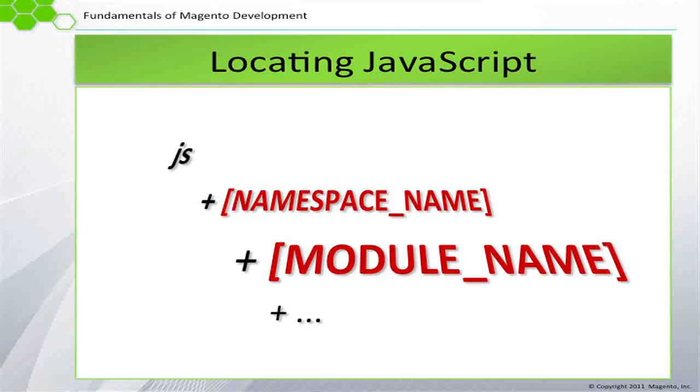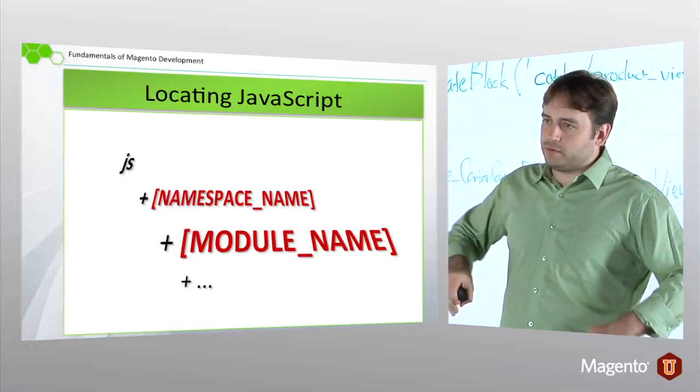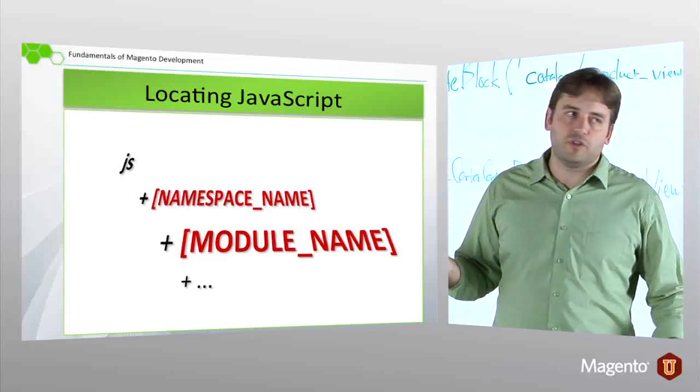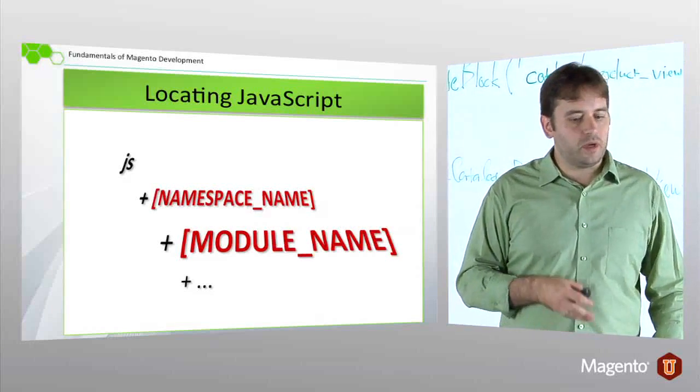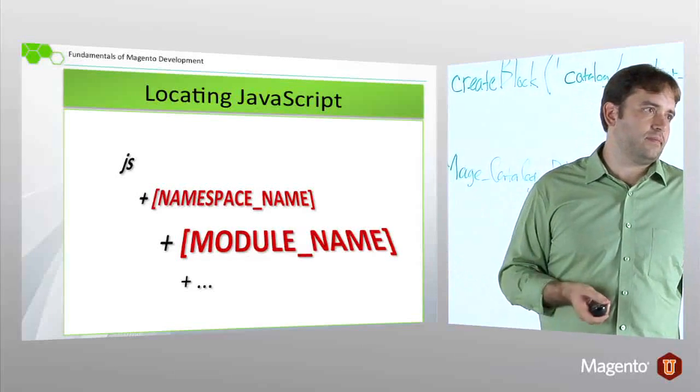So the other thing is JavaScript. And JavaScript, as I mentioned at the beginning of this lesson, is found right under the directory root. And generally you'll have some sort of namespace. For example, you might have js, Enterprise, and then some sort of module name. It's really up to you. You always declare these system-wide JavaScript files. You reference them relative to the js folder. So the call would be for the head block, addJs, and then you specify a path.